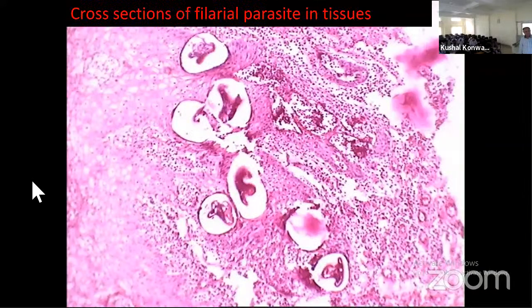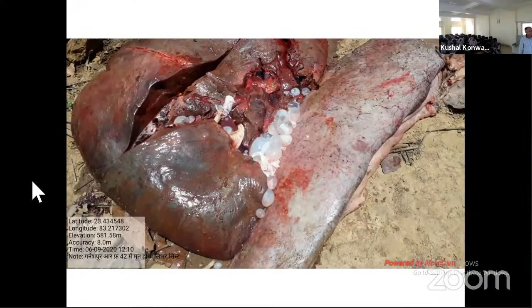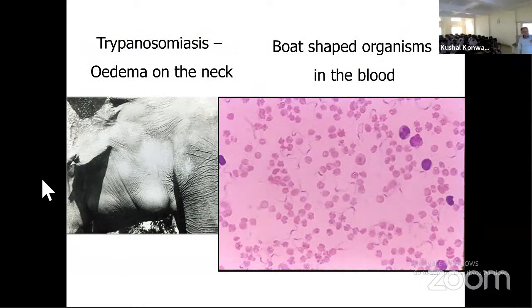Then the hydatid cyst in the liver of an elephant. Okay, trypanosoma, not from our part. This was from Orissa actually. You can see those boat-shaped parasites, trypanosoma parasites.